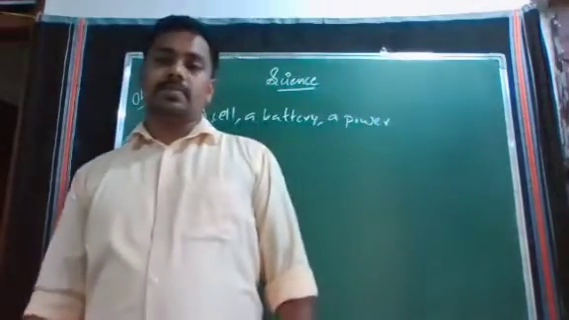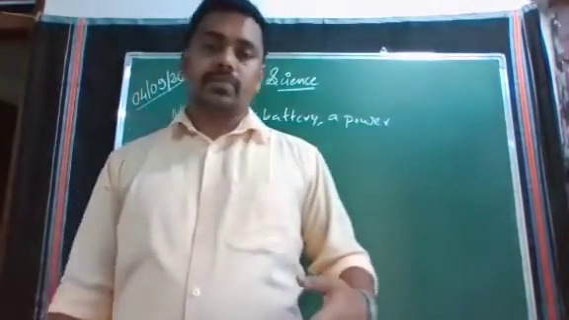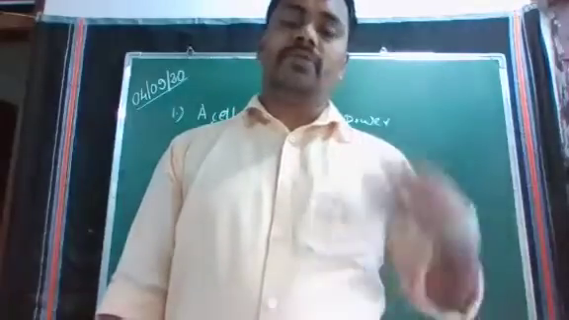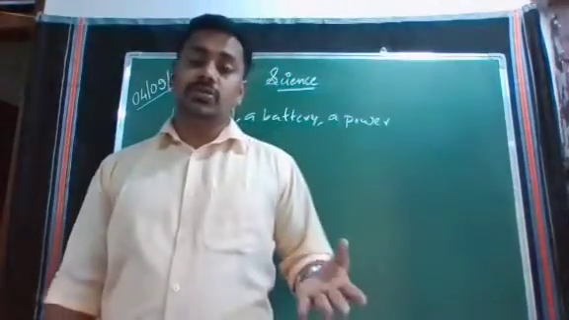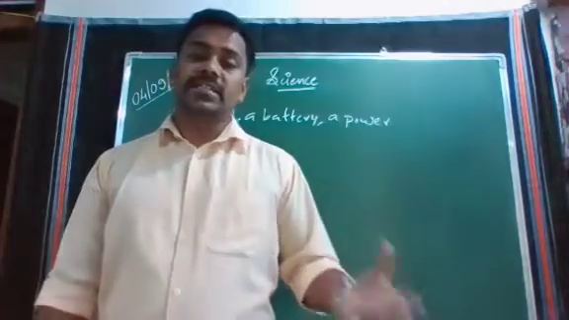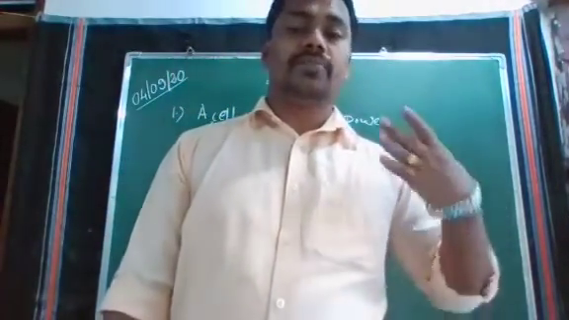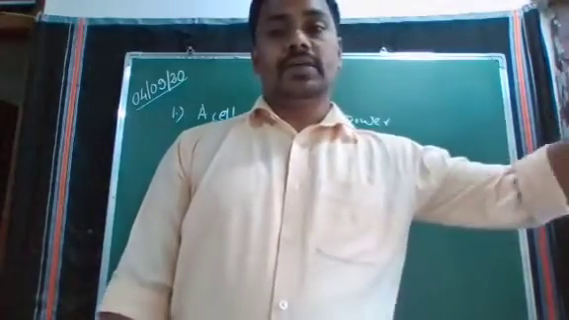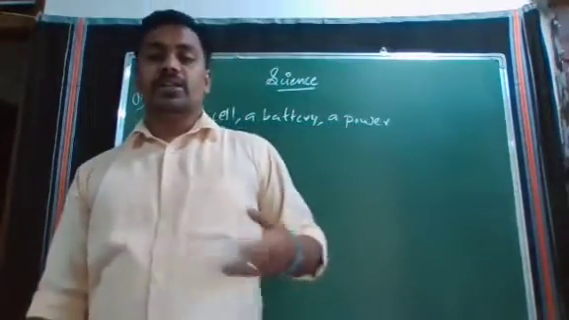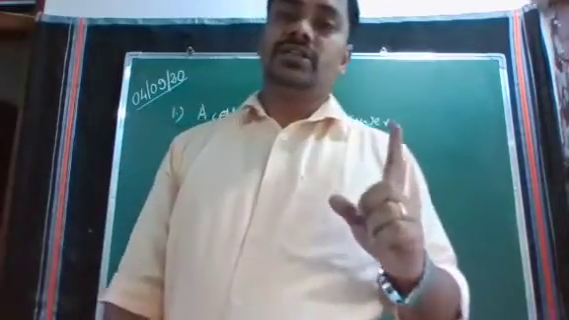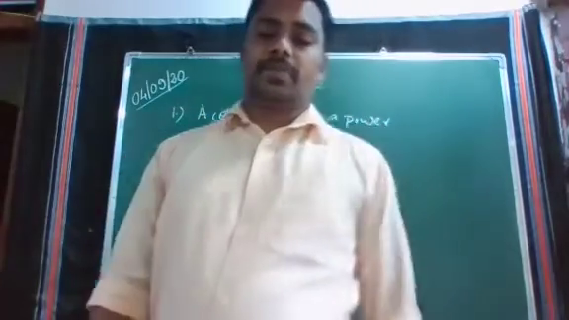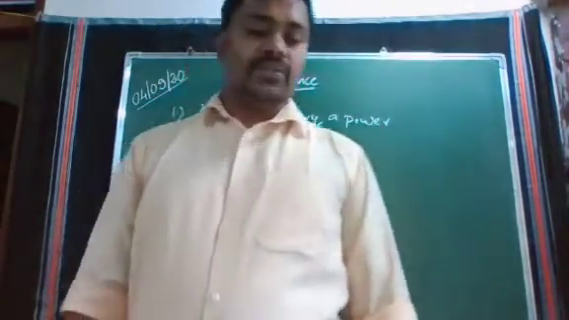Okay, once again, when 1 joule of work is done to move 1 coulomb of charge from one place to another, then the potential difference between the two points is 1 V, or 1 volt.